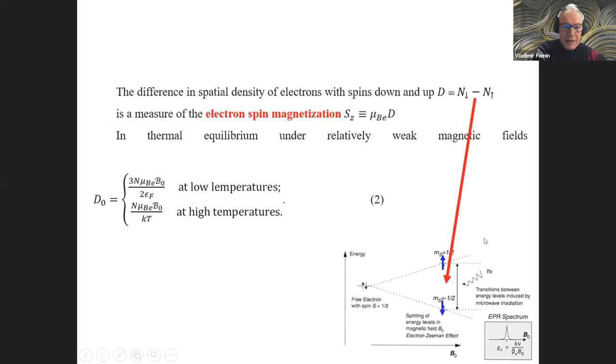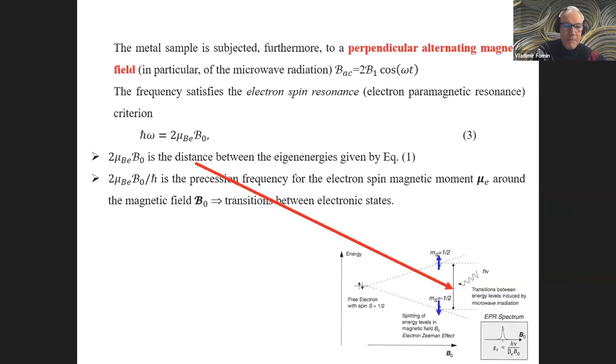The difference in spatial density of electrons with spin up and down is a measure of the electron spin magnetization, which is shown here. And it can be calculated in thermal equilibrium, both for classical statistics at high temperatures, where it's related to temperature, or at low temperatures, where it's related to the Fermi energy. So this is known. The metal sample is subjected furthermore to another field, the perpendicular alternating magnetic field. It can be in particular microwave radiation.